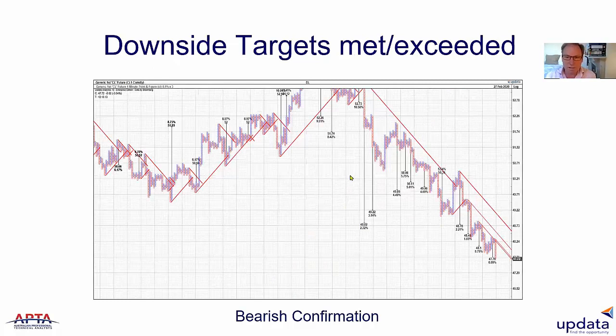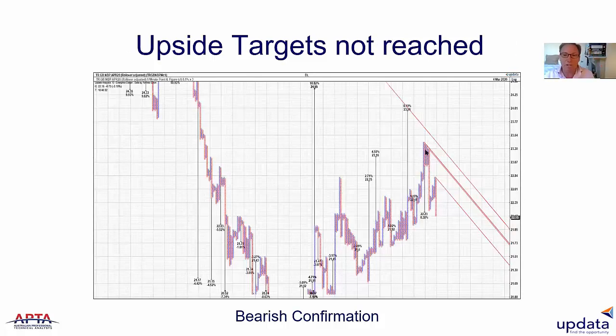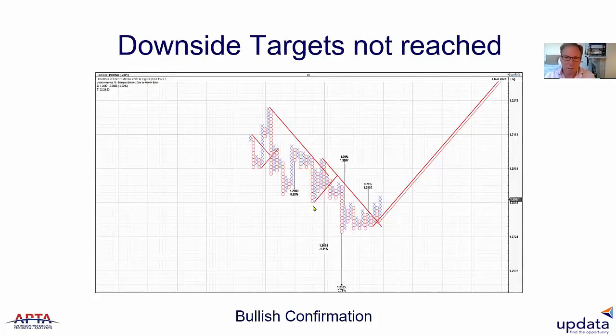So downside targets here being exceeded. When this target here, this was crude, when it did fall here to $48 and below, it's telling you all the time, all the way down here, it's actually worse than the targets are saying, so it's bearish. Upside targets not reached is slightly bearish, and downside targets not reached is slightly bullish.